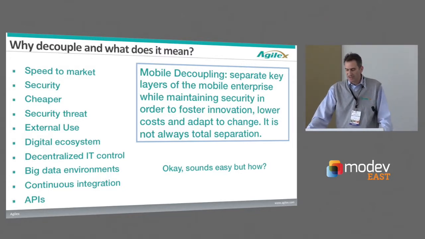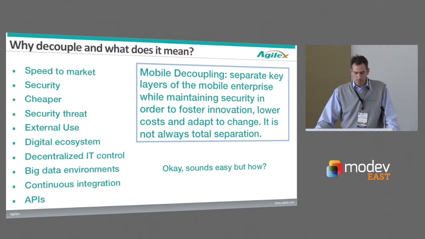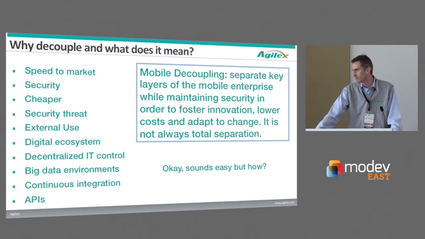And by decoupling, it's not a pure decoupling. There's degrees of it. It's not a complete separation. Some of the advantages of it are things like speed to market. You can just do things quicker by going to the cloud, for example. Security can actually be enhanced by decoupling in many cases. You can take advantage of the digital ecosystem of social, mobile APIs.